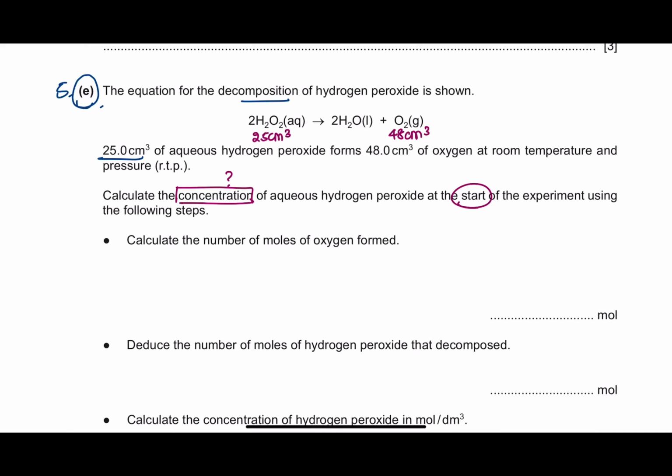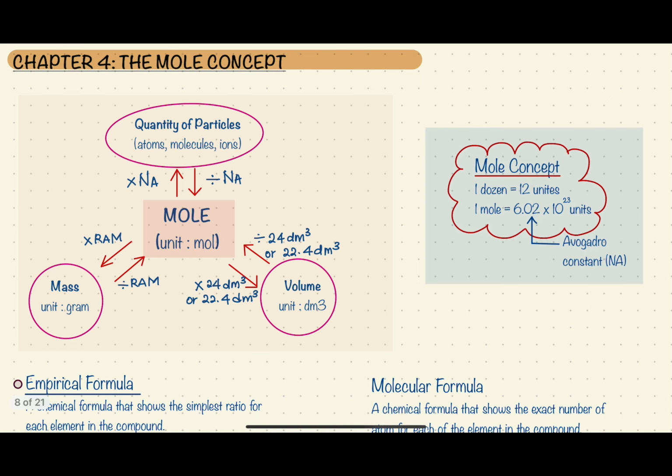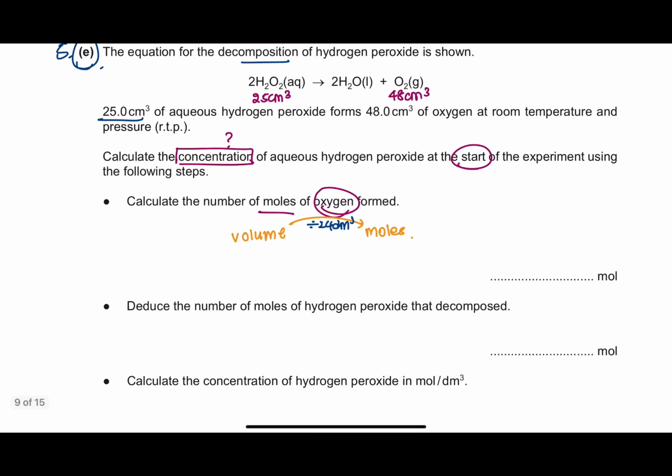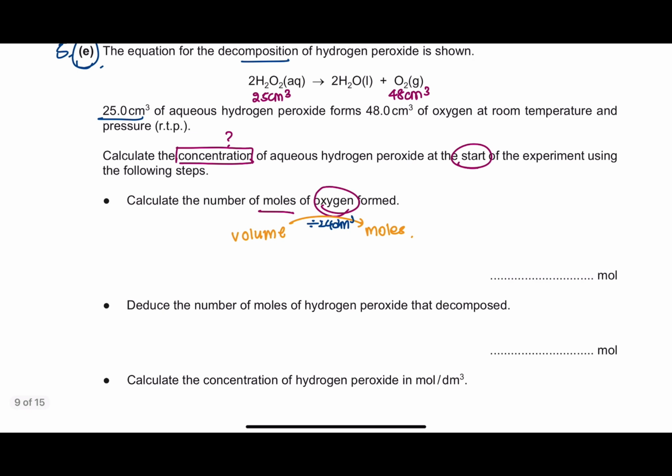So the first one is pretty simple. All you have to do is calculate the number of moles for oxygen. You have already been given the volume. I hope you have already memorized this triangle by now. If you are given the volume and you want to find the mole, you have to divide it by 24 dm³. However, before you divide it by 24 dm³, please check your units which have been given for oxygen. It has stated here that it is in cm³.